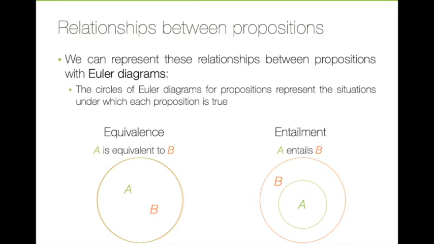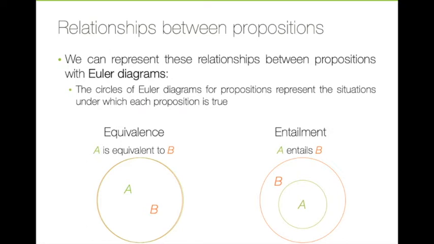In Euler diagrams, the circles represent propositions, the situations under which each proposition is true. So here we have the diagrams for two of the properties we're interested in, equivalence and entailment. The left diagram for equivalence, where proposition A is equivalent to proposition B, is represented by these overlapping circles. The situations in which A and B are true completely overlap. So the two sentences are true in all the same circumstances. That's exactly what we should expect from what we know about equivalence from before.